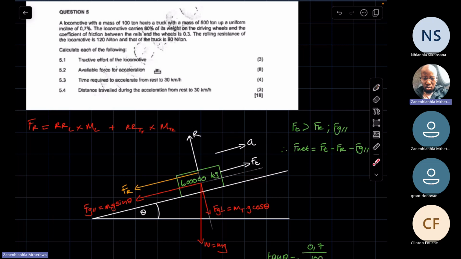This is essentially the only time where you wouldn't use the total mass, because the rolling resistance for the locomotive is different from the rolling resistance of the trucks. Are we clear?